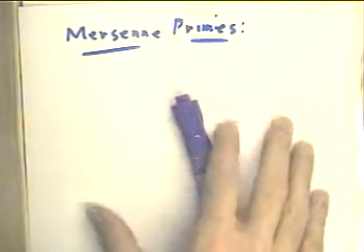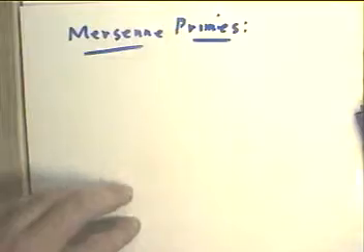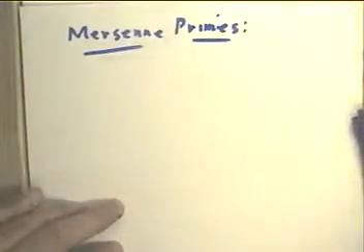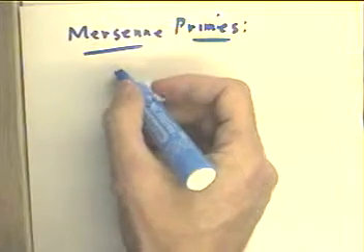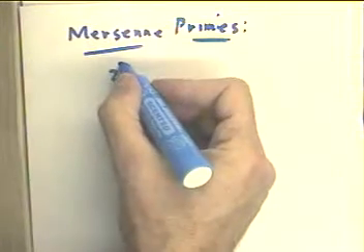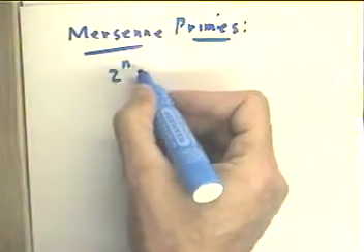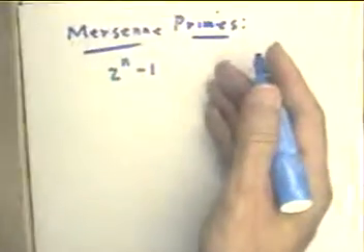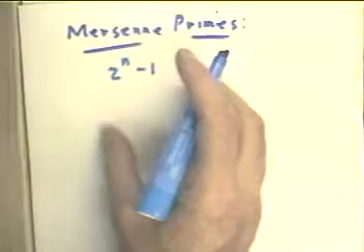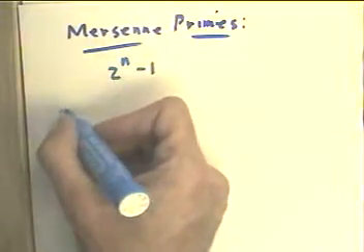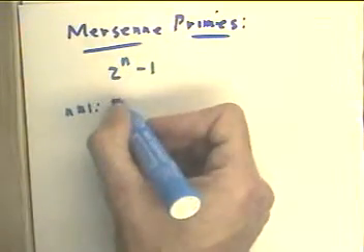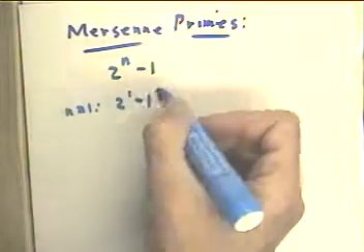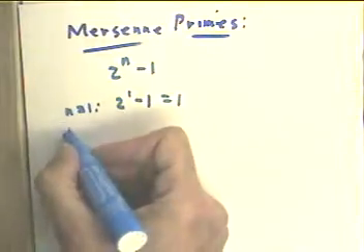Okay, Mersenne primes. What is a Mersenne prime? Well, let's just take the formula 2 to the n minus 1. Let's evaluate that. For n equals 1, we get 2 to the 1 minus 1 equals 1.